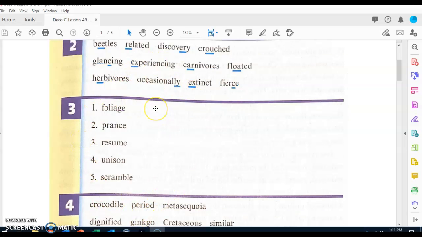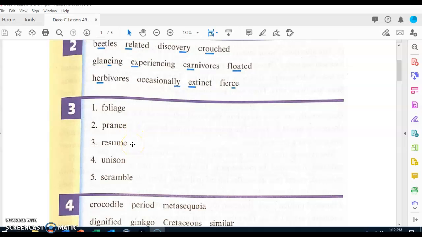Let's go ahead and look at part 3. We're going to talk about what those words mean, boys and girls. Touch word number 1. What word? Foliage. The leaves on a bush or a tree are called foliage. Everybody, what are the leaves on a bush or tree called? Get ready. Foliage. Number 2. What word? Prance. When horses prance, they step high and move around in a frisky way.